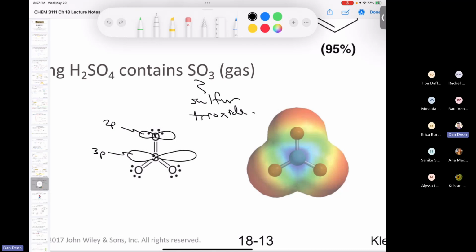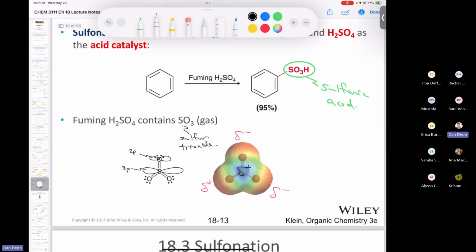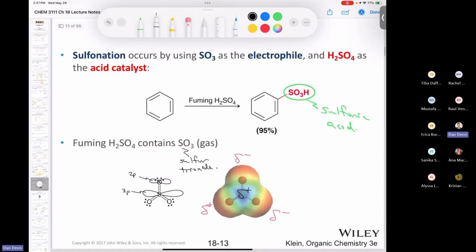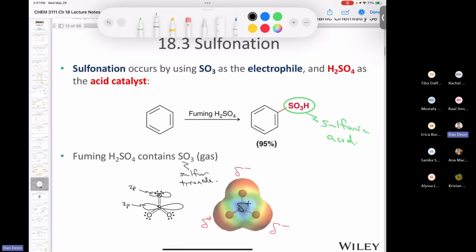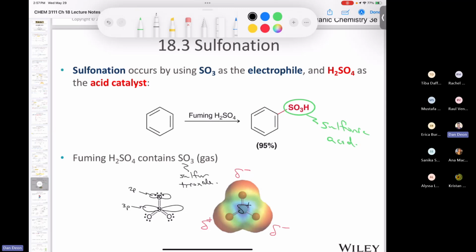Oxygen is more electronegative than sulfur. And so where it's orange, this is all the regions where it's delta plus, okay? And then in the middle where the sulfur is, it's very, very delta positive. So what does that mean? It means that sulfur trioxide is a very, very powerful electrophile, okay? So to remind you, sulfur trioxide is an electrophile, and sulfuric acid just serves as the catalyst.